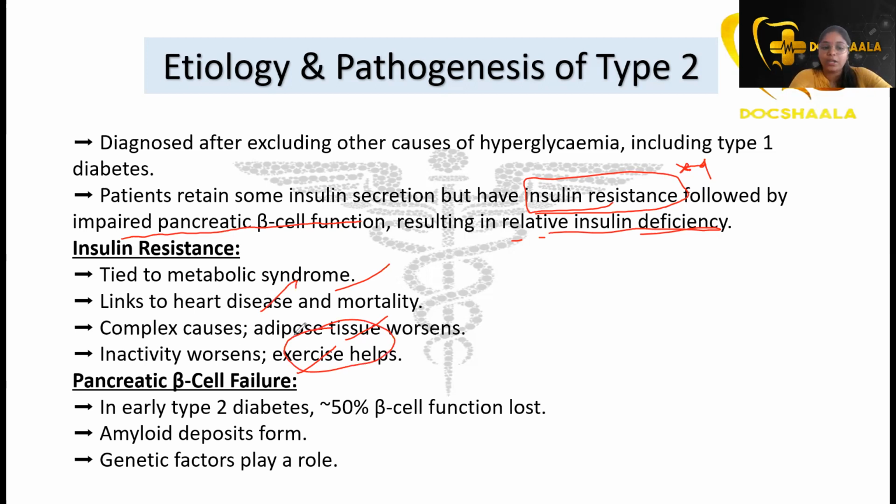Then pancreatic beta cell failure. Where is it seen? In early type 2 diabetes, 50% of beta cell function is lost. Almost 50% of beta cell function is lost in the early stages of type 2 itself. Then amyloid deposits form, and genetic factors also play a role in pancreatic beta cell failure in these patients.